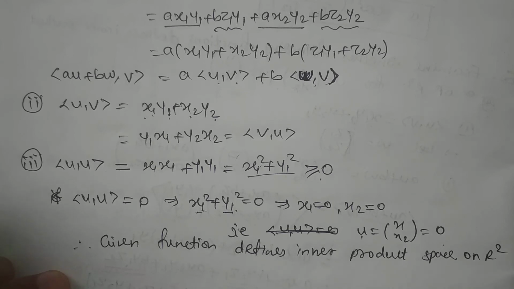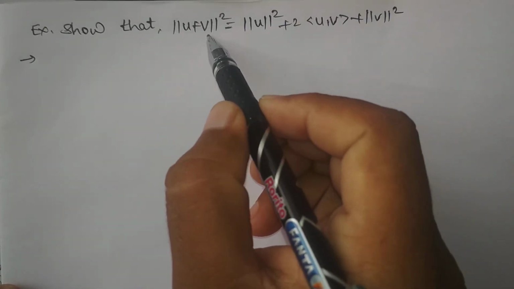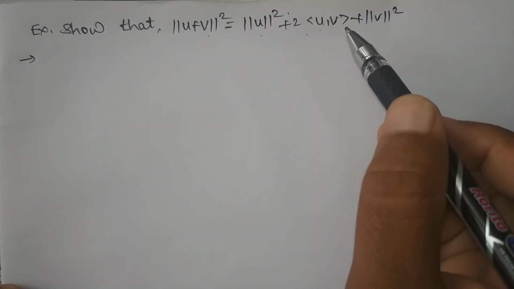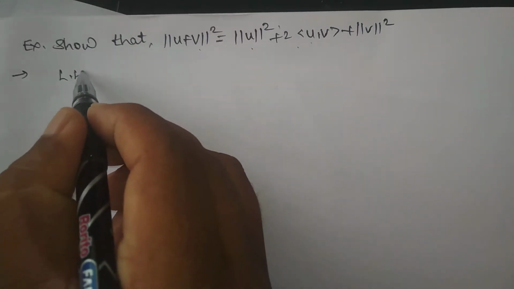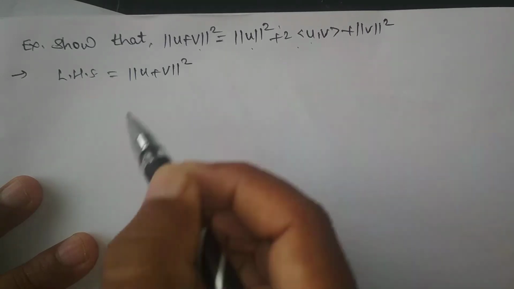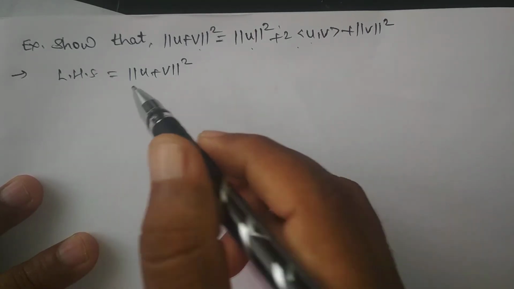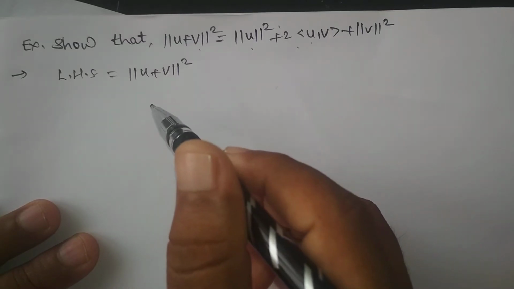Let us take another example. Show that norm of (u plus v) square equals norm of u square plus 2 times the inner product of u comma v plus norm of v square. So for that we are going to consider the LHS. It is equal to norm of (u plus v) square. So how to calculate norm of (u plus v) square? The norm of u plus v is nothing but the under root of this vector square.